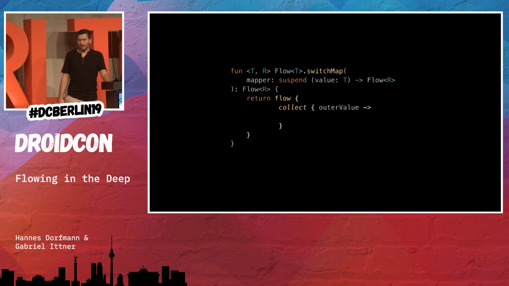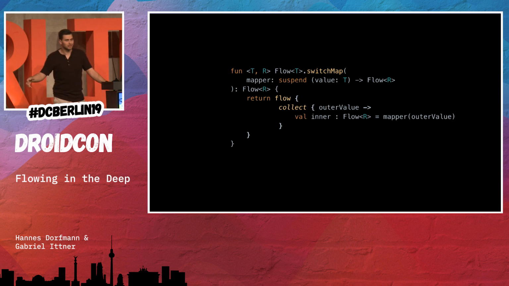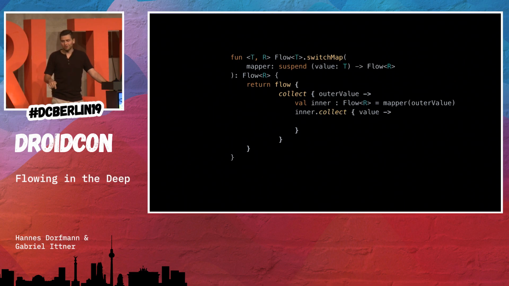So in other words, what we have to do is now get the new flowable that is inside the switch map by calling this mapper function. And now we have a flow of type R. And now we have to subscribe to this new inner flow. Okay? I know it's getting a little bit complicated, so you probably would like to check it out again later on your own in the slides that we are going to publish.